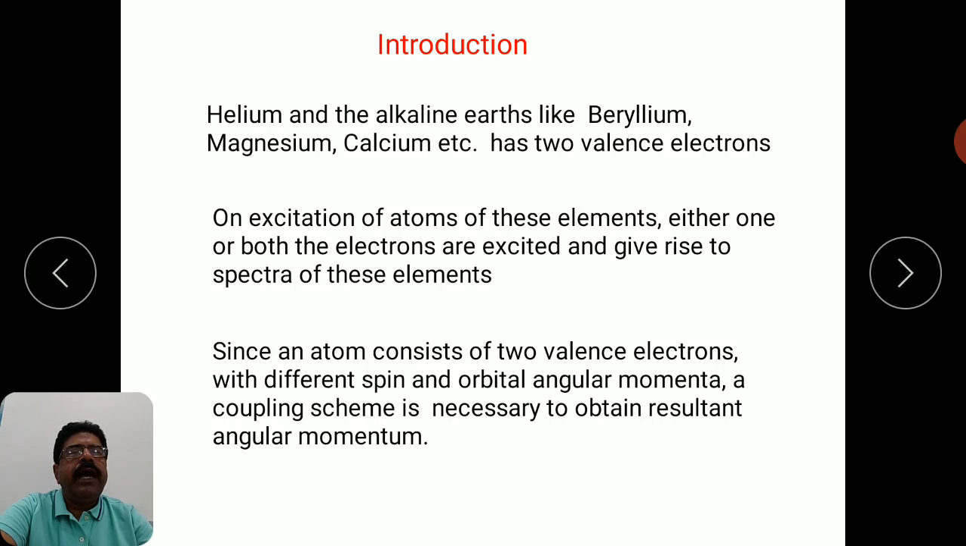Now this atom which consists of 2 valence electrons with different spin and orbital angular momenta, there can be a coupling which is necessary to obtain the resultant angular momentum, because this resultant angular momentum is important for us. In spectroscopy we call it the total angular momentum or total momentum of an atom, that is J, which is represented by capital J. So the total momentum of the atom J is actually giving us the term values in the actual spectra of that particular element.